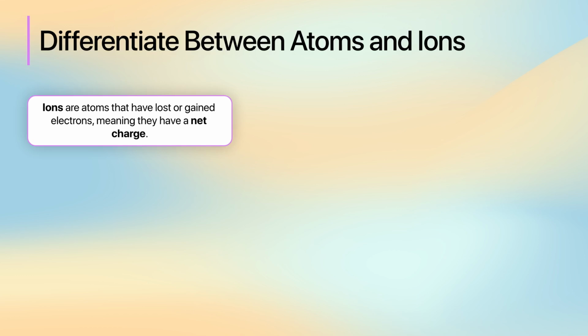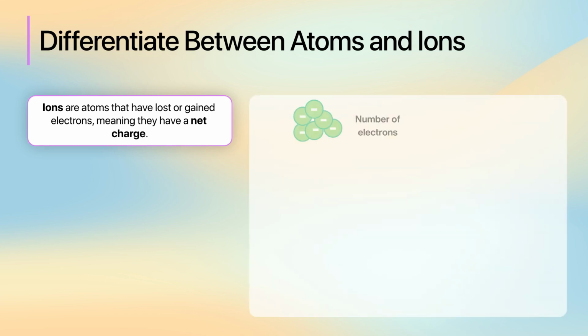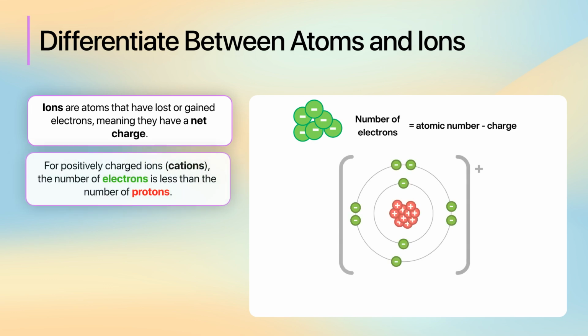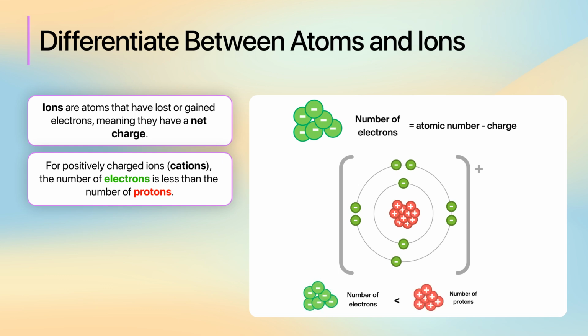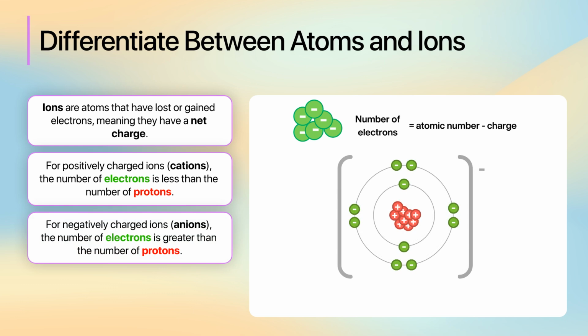Ions are atoms that have lost or gained electrons, resulting in a net charge. To calculate the number of electrons, use the equation: number of electrons equals atomic number minus charge. For positively charged ions, known as cations, the number of electrons is less than the number of protons. For negatively charged ions, known as anions, the number of electrons is greater than the number of protons.